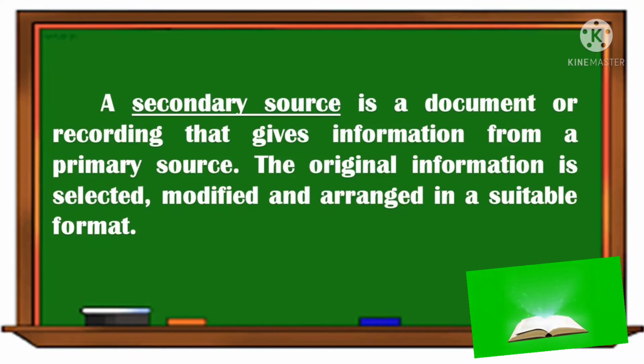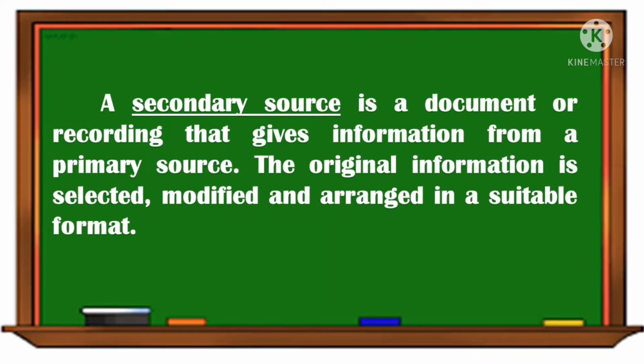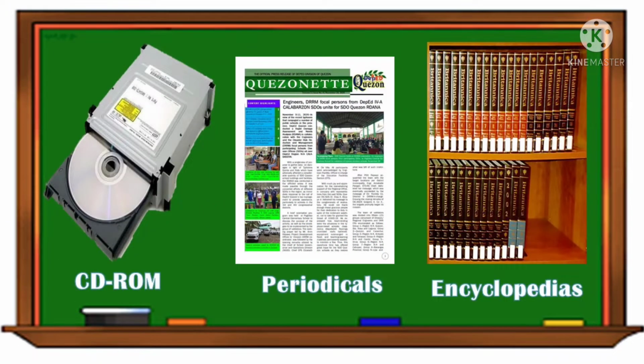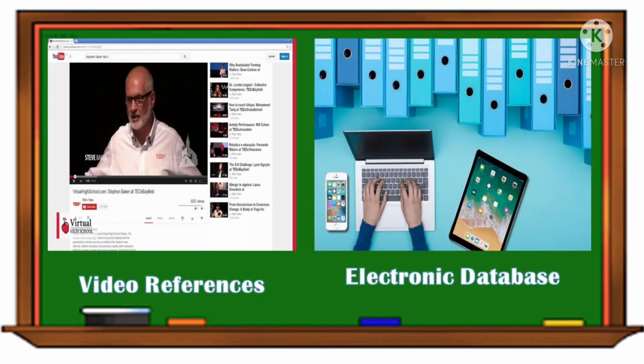The second one is a secondary source. It is a document or recording that gives information from a primary source. The original information is selected, modified, and arranged in a suitable format. Some examples are reference materials, non-fiction books, biographies, non-print materials, almanacs, atlases, and gazetteers, specialized references, CD-ROM, periodicals, encyclopedia, and video references.